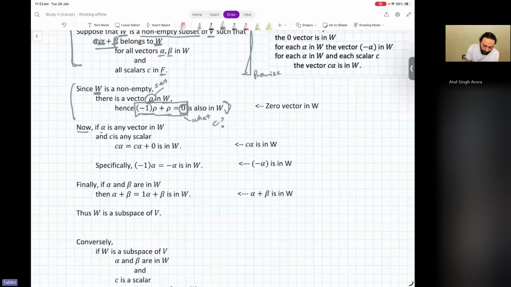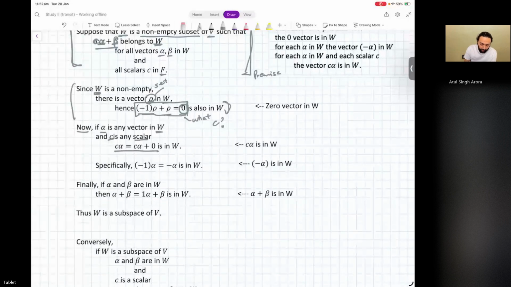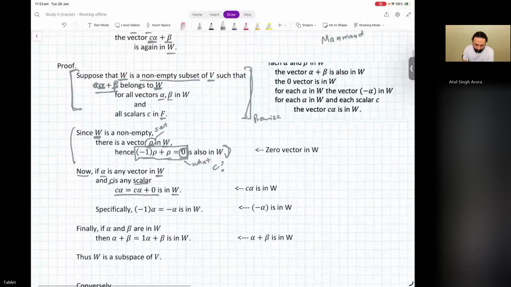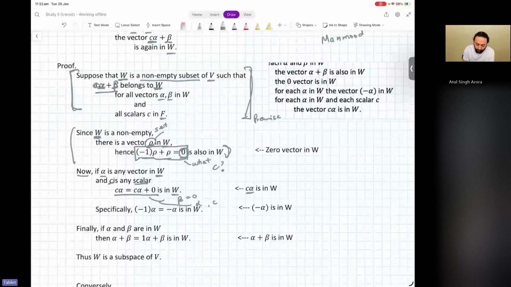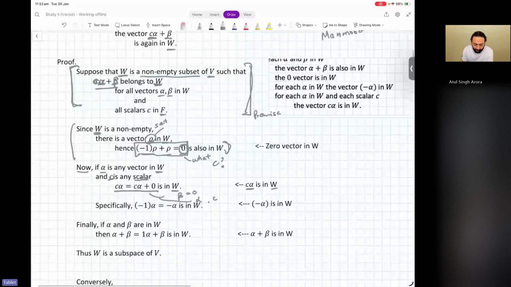All right. So now, if alpha is any vector in W, and C is any scalar, then we know this is also true, that this vector C alpha equals C alpha plus the 0 vector is in W. Is that okay? So here we chose beta to be the 0 vector, alpha to be alpha and C to be C. So we know that scaling of a vector is also in W, so this is fine. Is that okay?